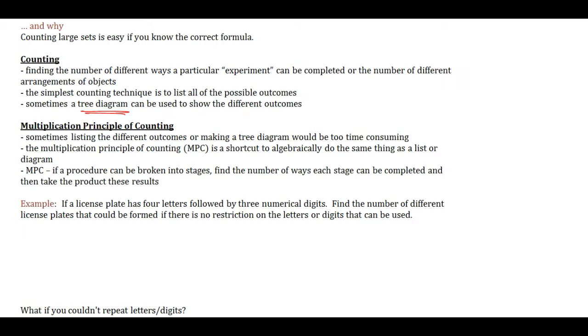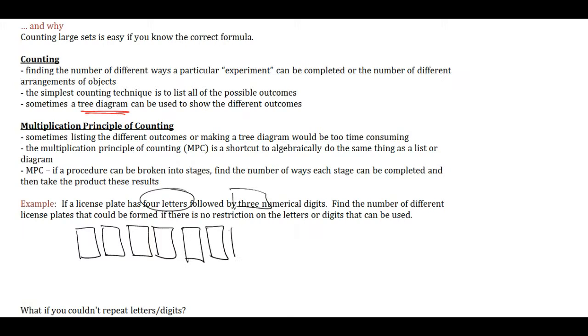We have a strict rule in our license plate world that says a license plate must have 4 letters. 1, 2, 3, 4 letters. My boxes represent letters. And then it will be followed by 3 numerical digits. So a digit, a digit, and a digit.